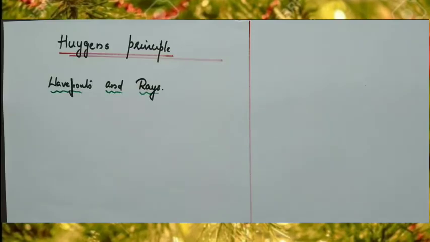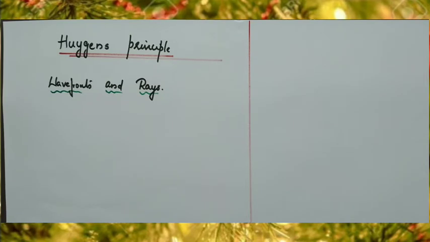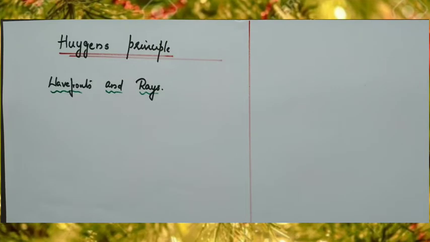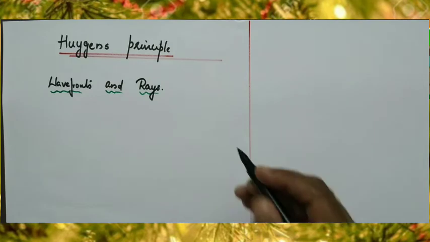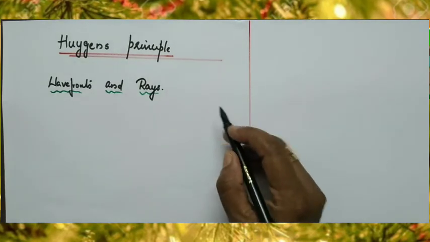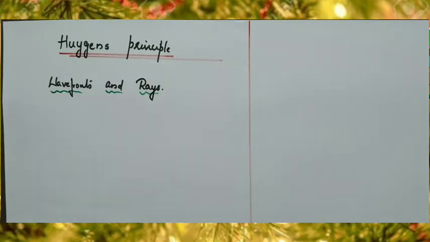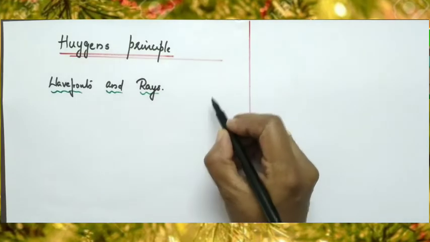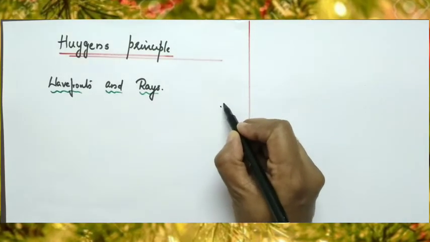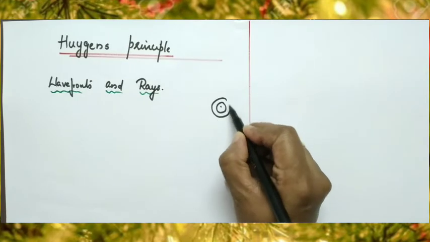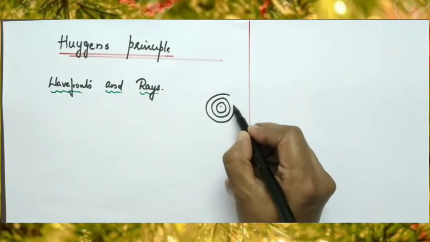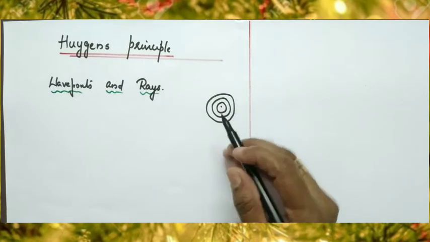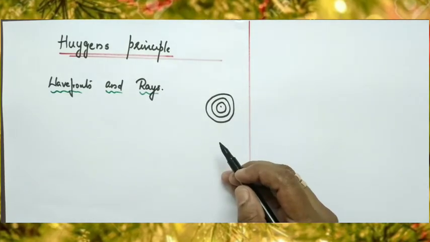We can start with Huygens principle. First, we can discuss what wavefronts and rays are. Suppose a stone is thrown on the surface of still water. From the point of disturbance, what are produced around? Waves are produced in different directions. Similarly, according to Huygens, from the light source, light is also traveling in the form of waves.